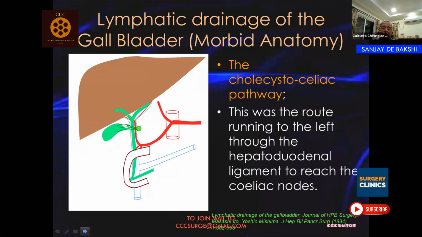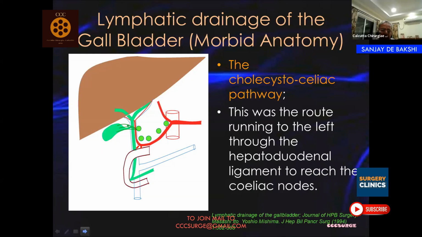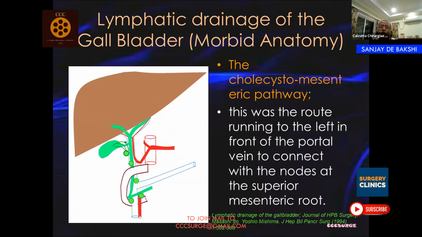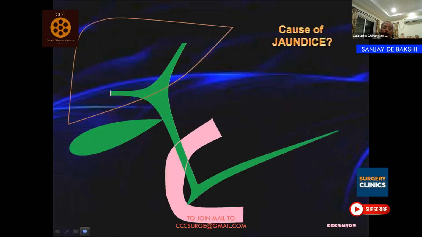I think Dr. Sinha has already shown you these slides. Cholecystoceliac pathway, root running to the left, hepatoduodenal ligament to reach the celiac lymph nodes. You have the cholecystomesenteric pathway along the portal vein. We've discussed all that to the superior mesenteric route and the hilar route ascending towards the hepatic hilus. That is present in 20% of cases. So now we know that these are the ways that you can have jaundice.